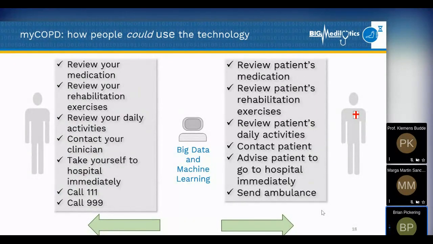The intention is that alerts from the prediction model will go into a decision support system, and the clinician can use that for a whole bunch of different reasons. They might actually contact the patient and say, have you been keeping up with your exercises? Have you been doing this, that, and the other? But they may also decide to contact the patient and advise them to go to hospital, or even just take the initiative and send an ambulance. On the left-hand side here, these are the possible things that we could do.